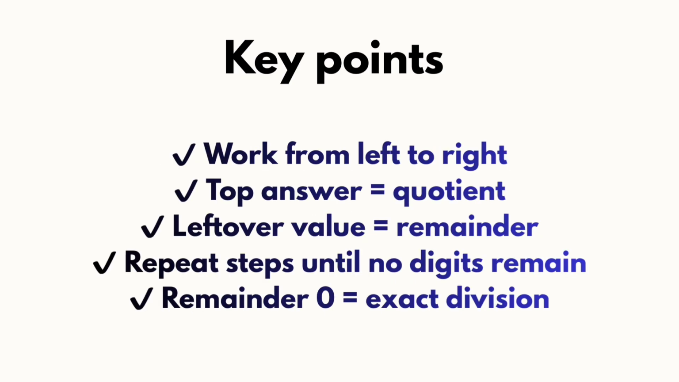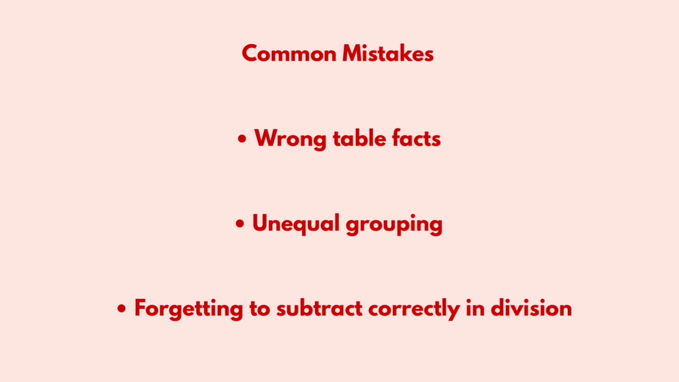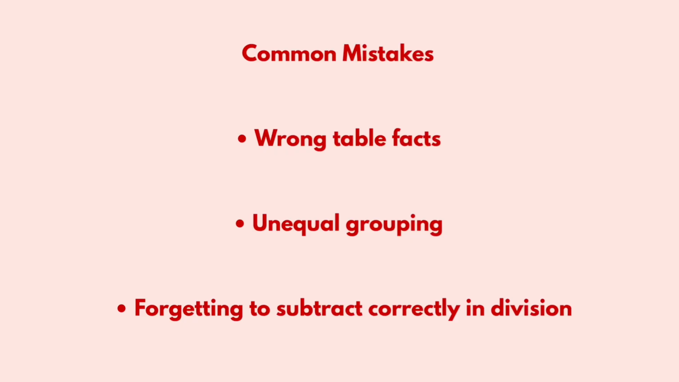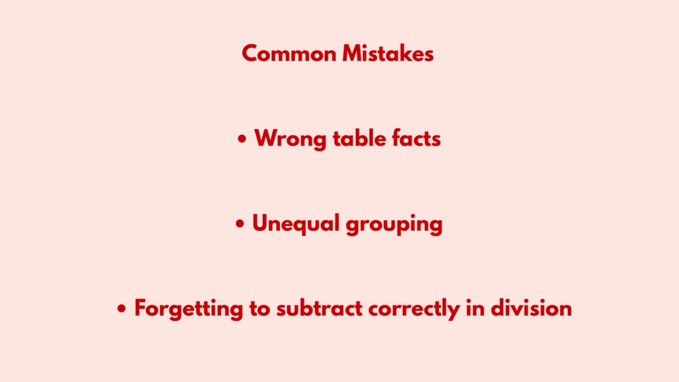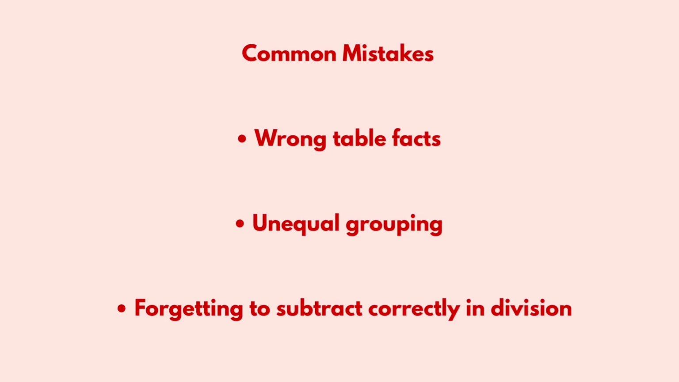Okay. Next, we have some multiplication tricks. When we have to multiply by 10, just add a 0 at the end. 5 multiply 10: you write 5 and at the end just add a 0. 50. While you are multiplying by 5, you have to remember half of multiplication by 10. Multiplication by 2, just double the number. These are the simple tricks for multiplication you can use.